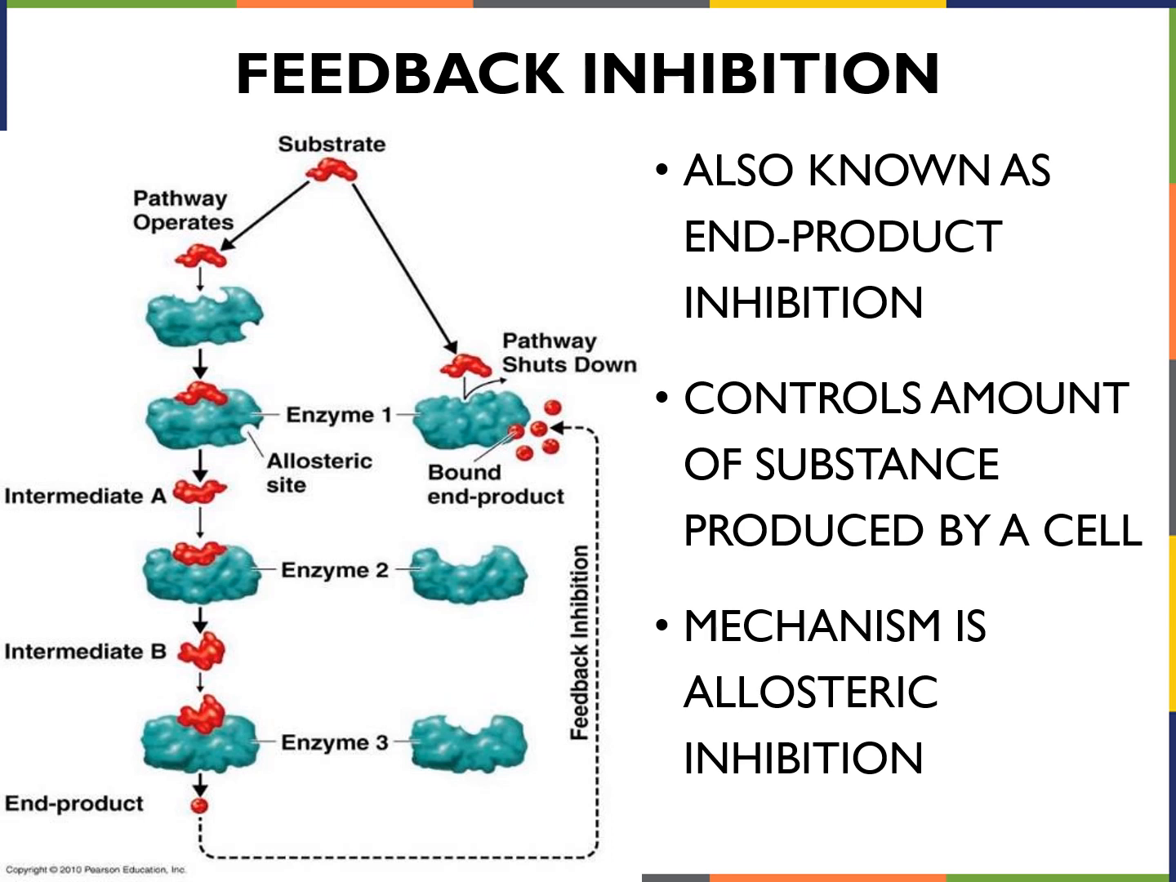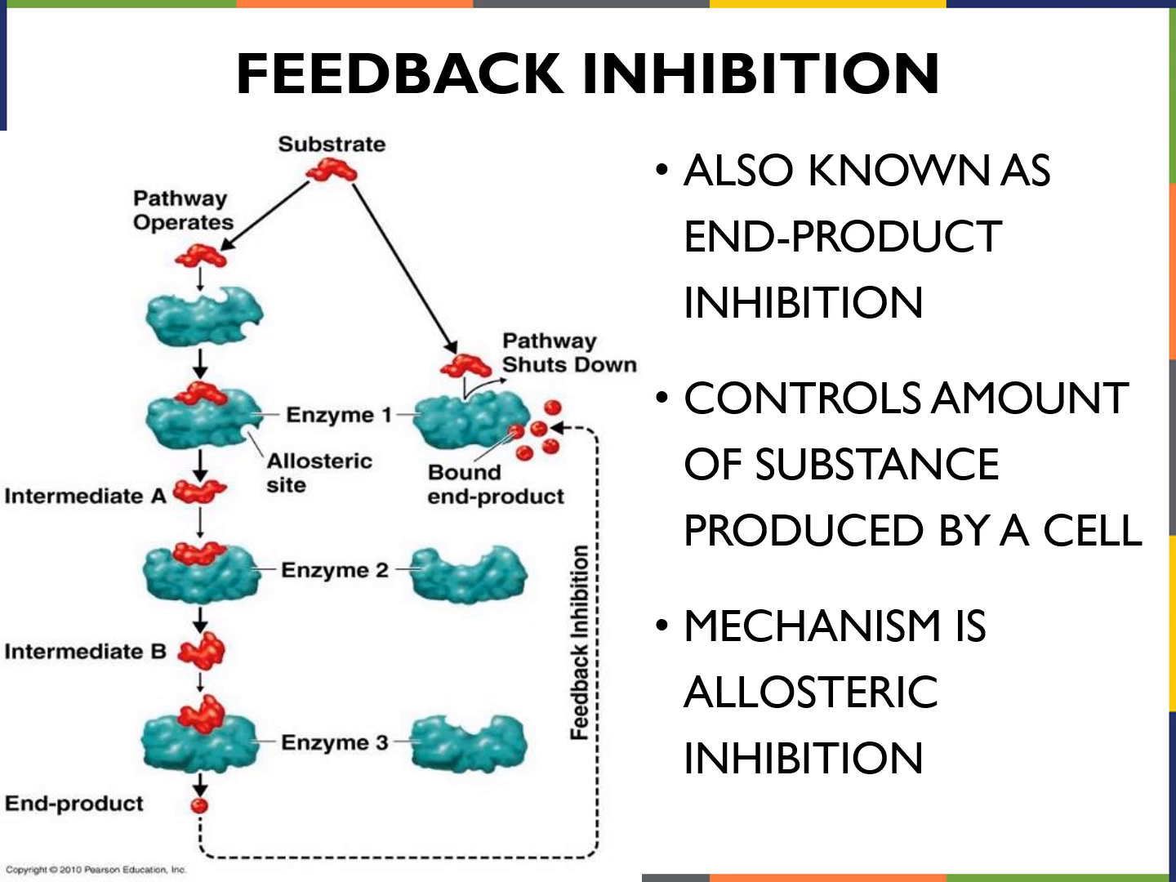Well, notice the end product, because it's free floating, will eventually make its way back to enzyme 1. It just so happens that enzyme 1 has an allosteric binding site. The end product goes back and binds to the allosteric site of enzyme 1. When binding happens at the allosteric site, the active site of enzyme 1 changes shape. So now the normal substrate can no longer bind to enzyme number 1 because it doesn't fit.